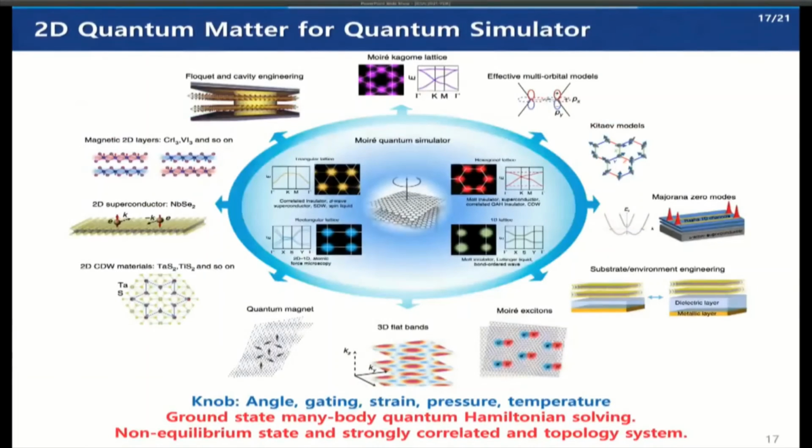So the summary is that the 2D Moire pattern provides a lot of freedom, such as Kagome lattice, Majorana fermions, and quantum magnets. They also allow knobs for changing angle, gating, strain, pressure, and temperature. So maybe a quite stable and robust quantum simulator can be realized using 2D semiconductors. Thank you for listening.